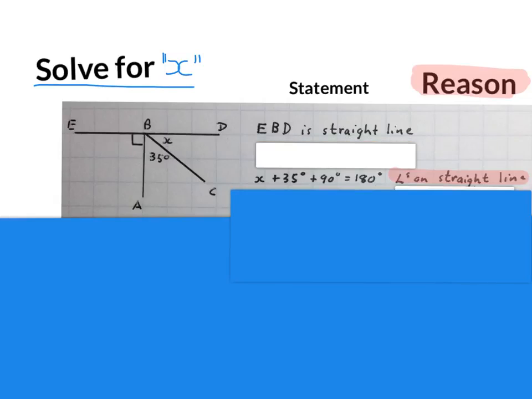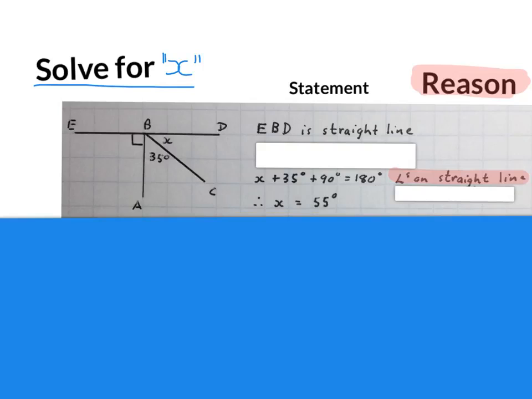One possible way of answering it is you can write x plus 35 plus 90 equals 180 by reason angles on a straight line. Then using equations, I can minus the 35 and the 90 from the 180, and then I get x equals 55 degrees. The size of that angle is then going to be 55 degrees. It must make sense to you because there's a 90 there, a 35 there, plus 55 will give me 180.